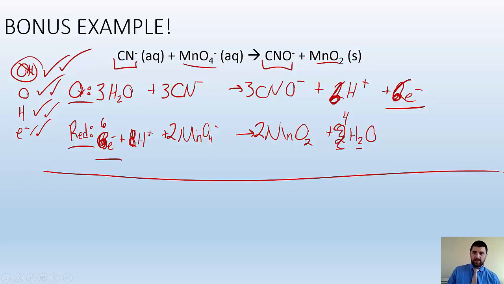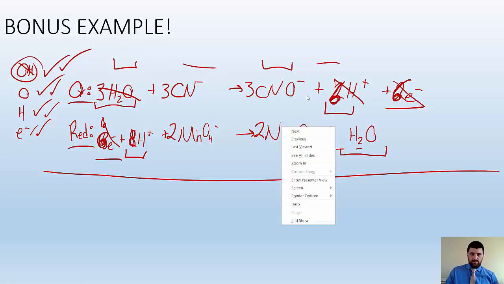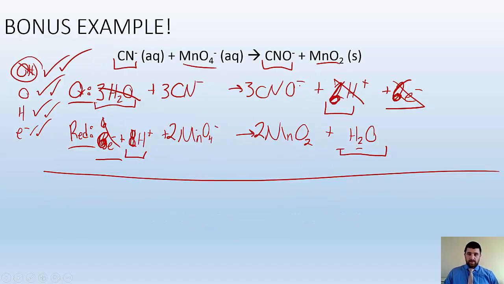So now I can add all these together. The electrons are going to cancel out. And what else cancels out? I've got 4 H2O here, and I've got 3 H2O here. So I can cancel out 3 of these H2O, and then end up with just 1 H2O there. Is there anything else? Yeah, I've got 6 H pluses up here, and I've got 8 H pluses over there, so I can cancel out 6 of these 8, and I'm left with 2 H pluses there.